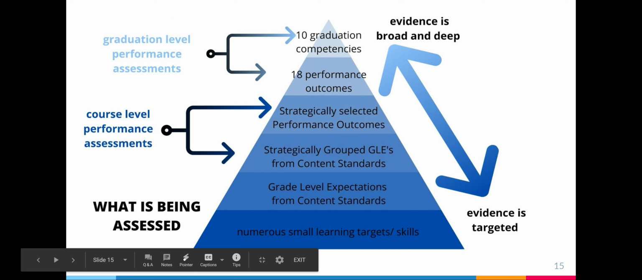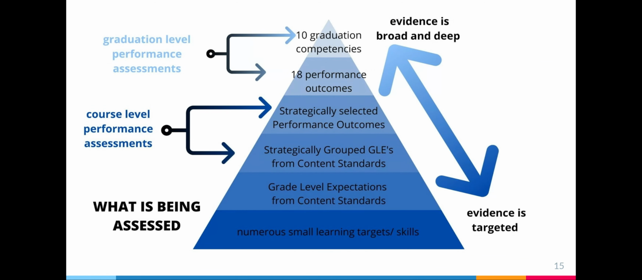Here we can see the relationship between the goal of the assessment and pieces of the standards. Course-level performance assessments are designed by strategically pairing specific content standards with specific performance outcomes. Graduation-level assessments are designed to collect evidence of mastering the graduation-level competencies. The grain size is different.